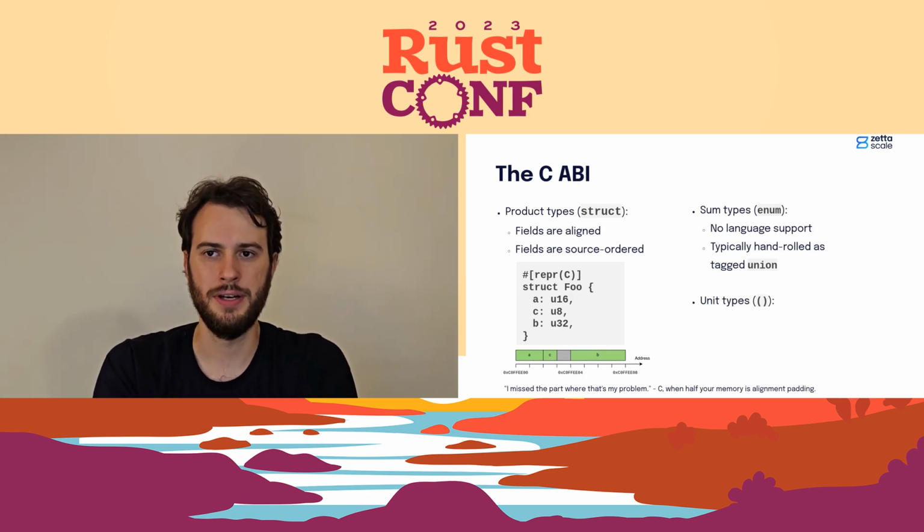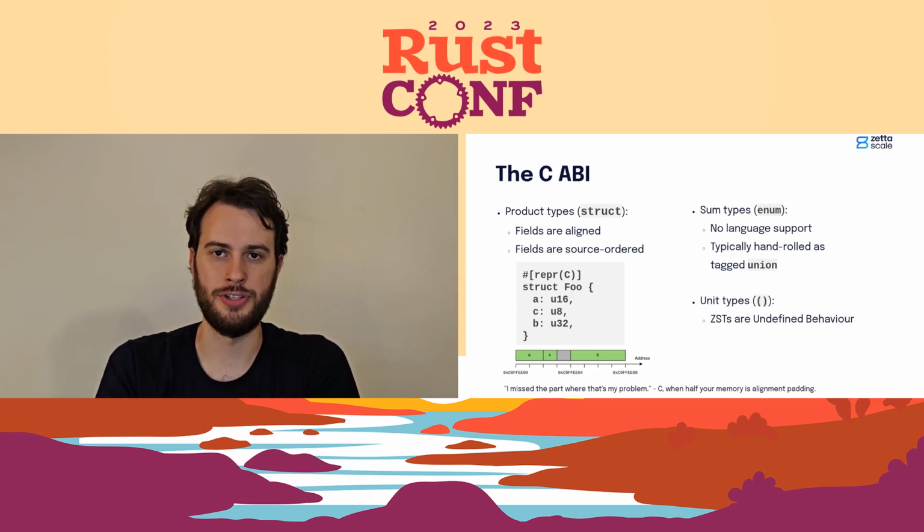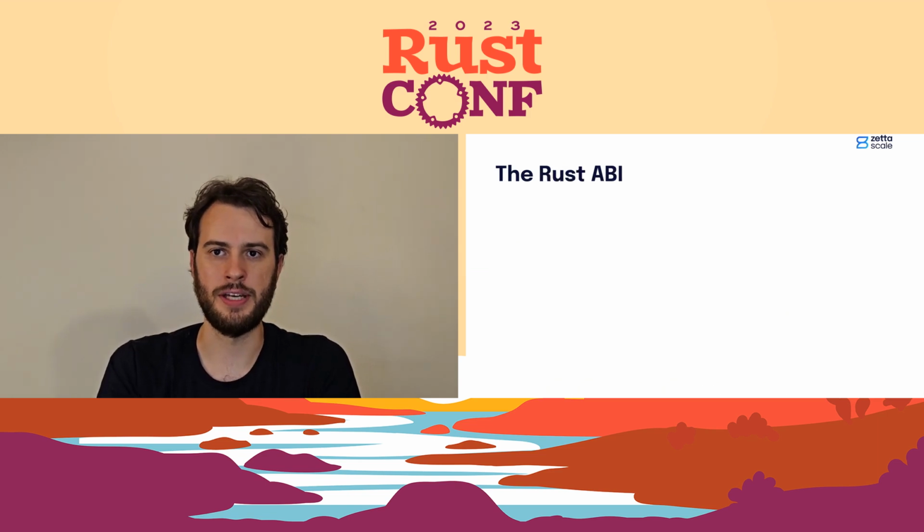Finally, unit types. Conceptually, you can have them in C, but they're never going to be zero-sized because zero-sized types are undefined behavior. So you're typically going to represent them as a byte that you're just never going to read. So now let's have a look at Rust's default ABI.